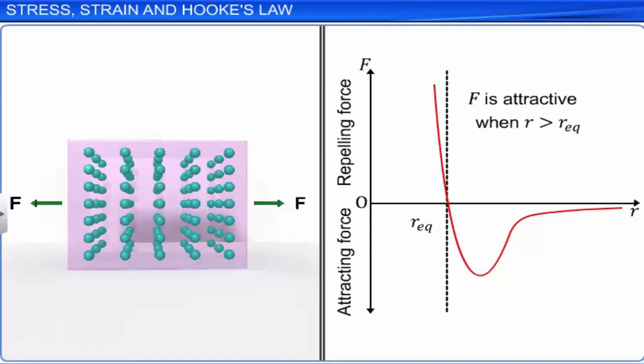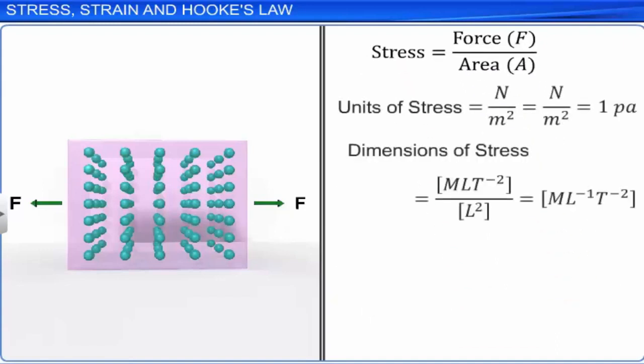If F is the force applied on the surface of a body with an area A, then stress is equal to force F by area A. Stress has units of 1 Newton per meter square, which is also called 1 Pascal. Its dimensional formula is M L^-1 T^-2.